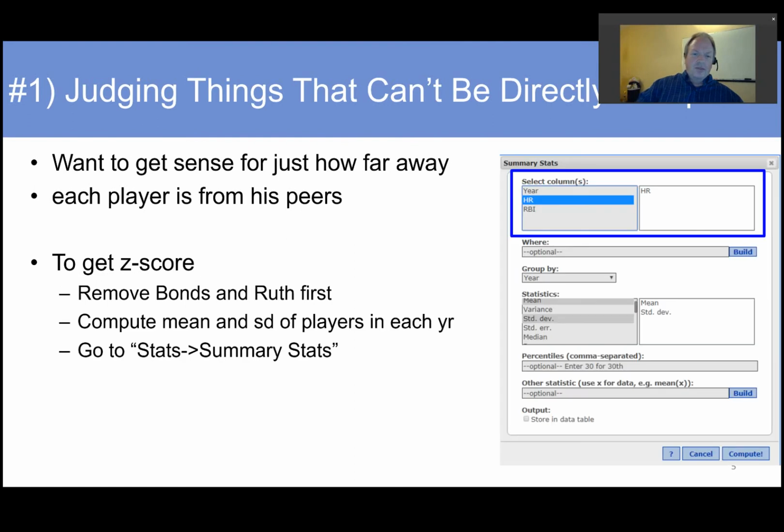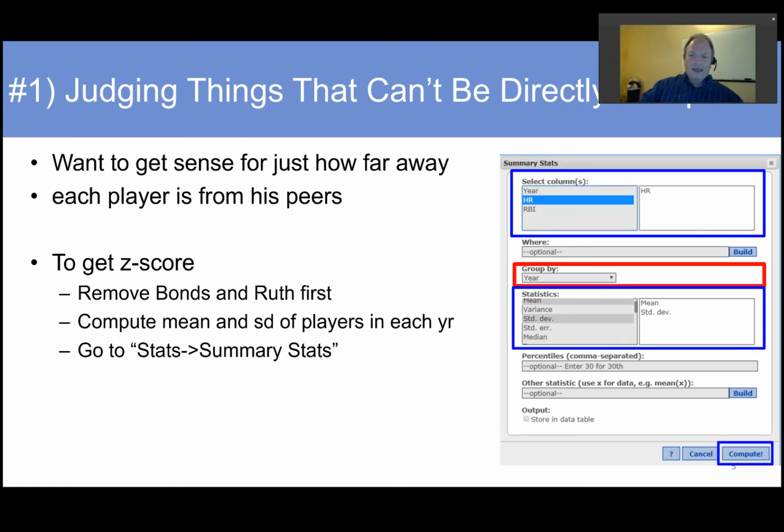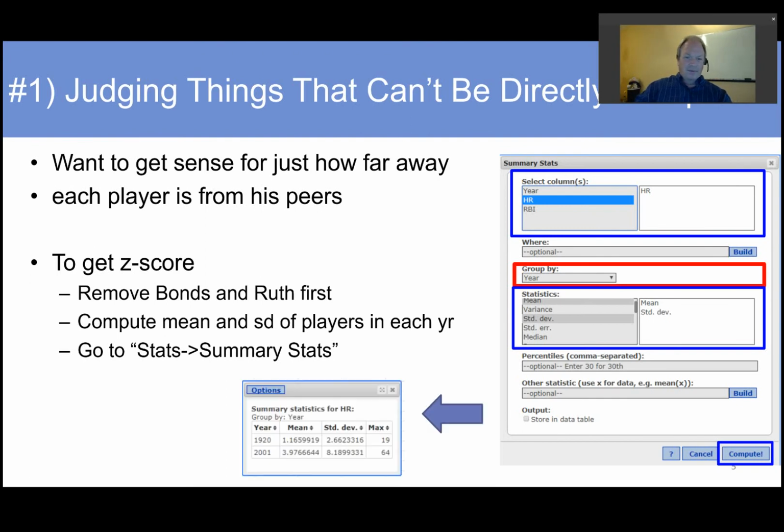I don't think there is a way to compute the z-score in StatCrunch. There kind of is, but it's not particularly useful. You have to do a lot of other complicated things. So we can just do this calculation by hand. Okay.